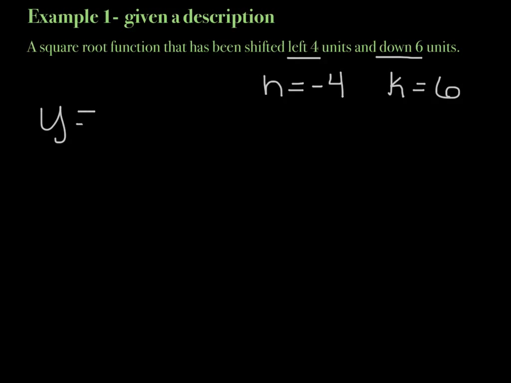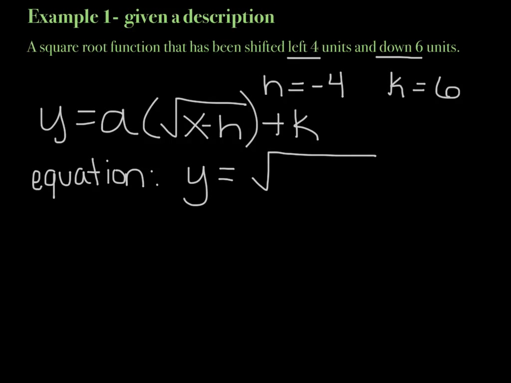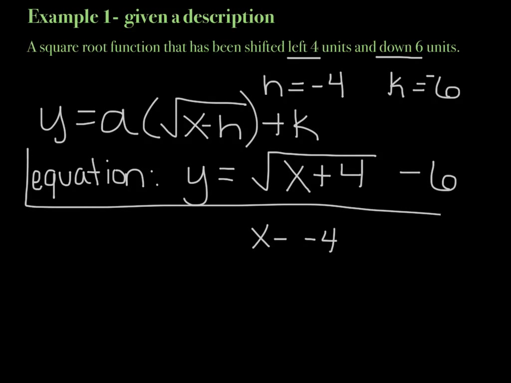Remember, it's y equals a, your stretch or shrink, square root of x minus h, your horizontal shift, you don't need those parentheses, plus k. So, it doesn't say anything about a stretch or shrink or reflection. We don't have any a's. We're just going to write our equation. y equals the square root of x minus -4, so that's actually the square root of x plus 4. Remember, that's left 4, so it's the opposite. And then minus 6. So there's your equation right here.